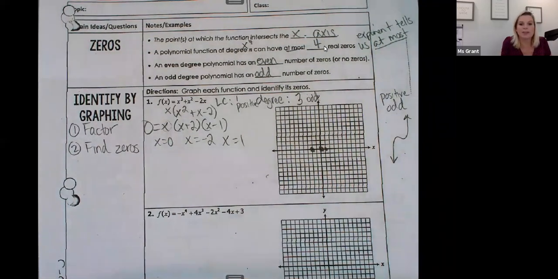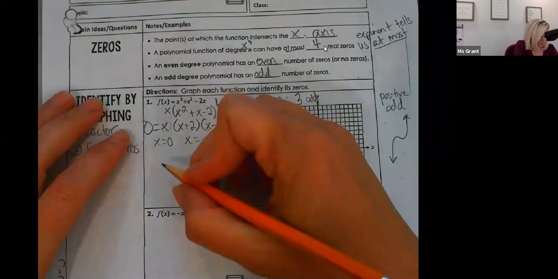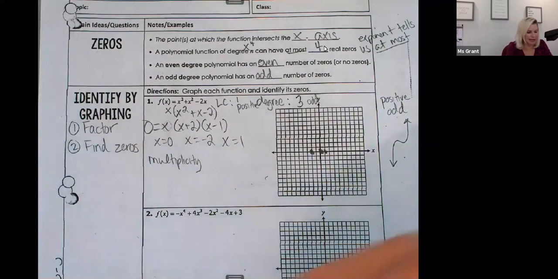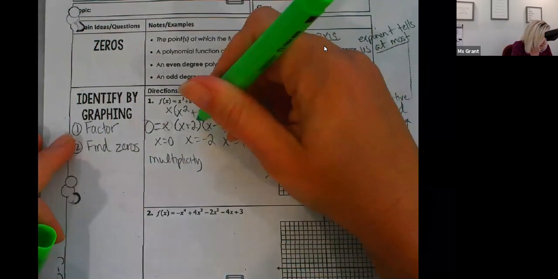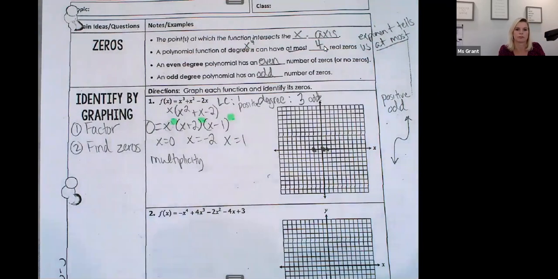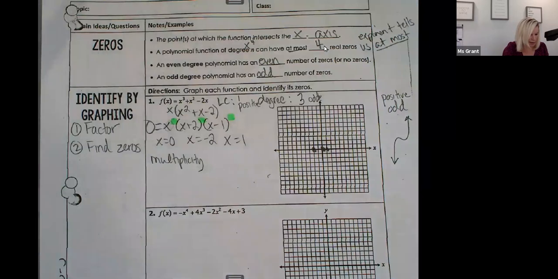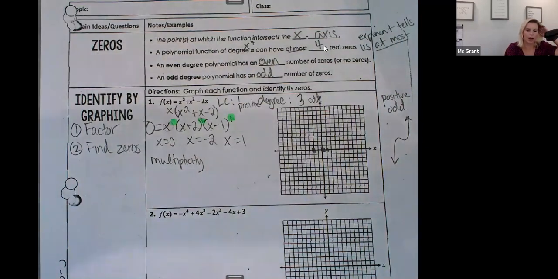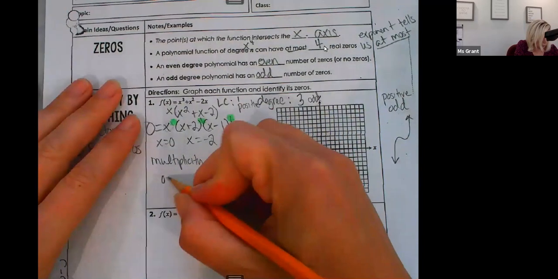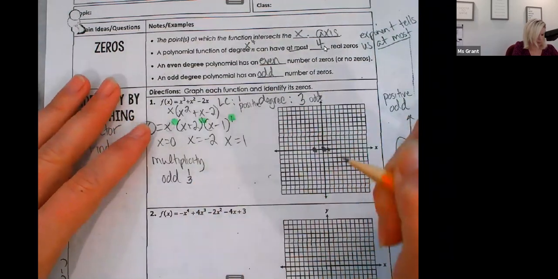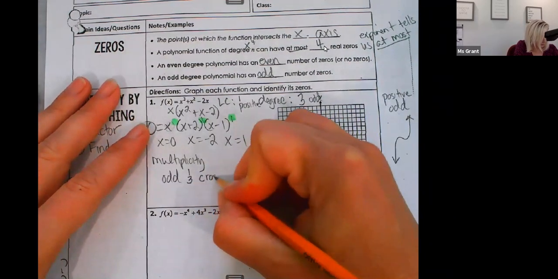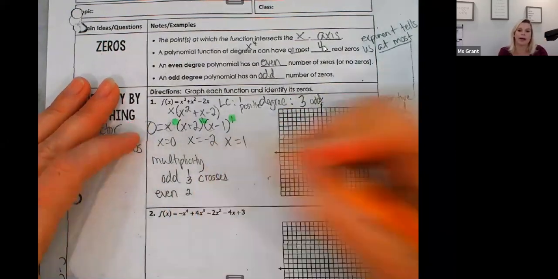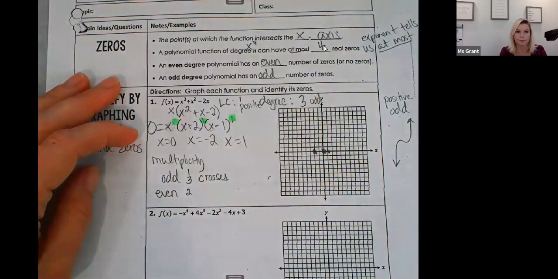Okay. I need to talk about this word multiplicity. Multiplicity is like, what are the exponents on my parentheses? They're all 1s, aren't they? To the power of 1. Remember that? So an odd multiplicity, like a 1 or a cubed, crosses the line, whereas an even multiplicity, if I had a squared on my parentheses, that would bounce.